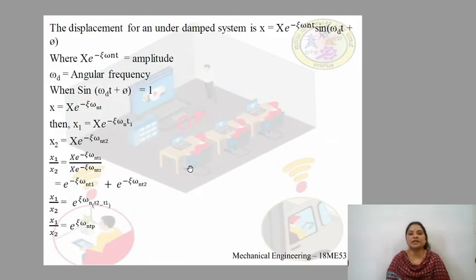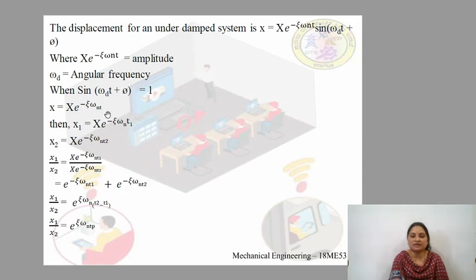The displacement for an underdamped system is given as x equals X e to the power of minus zeta omega n t into sin of omega d t plus phi, as we discussed in our derivation just now. In this equation, the first term, X e to the power of minus zeta omega n t, represents the amplitude and omega d represents the angular frequency. When sin of omega d t plus phi equals 1, then we get the equation as x equals capital X e to the power of minus zeta omega n t.